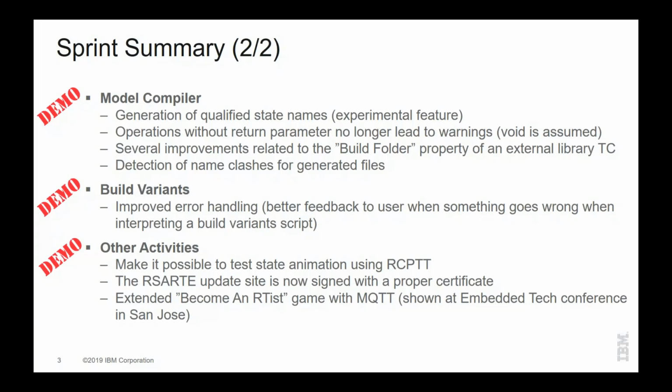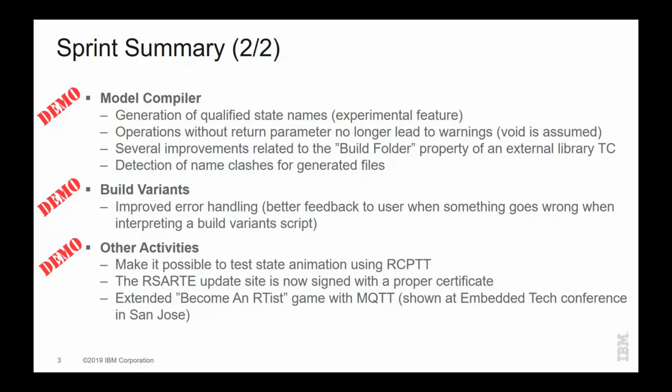Then we did some improvements related to the build folder property of an external library TC. And we also fixed detection of name clashes for generated files. Build variants, yes, we improved error handling in this sprint. So if something goes wrong when a build variant script is interpreted, now you get better error messages.